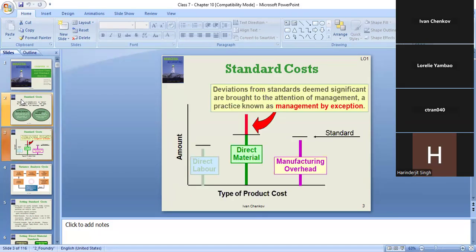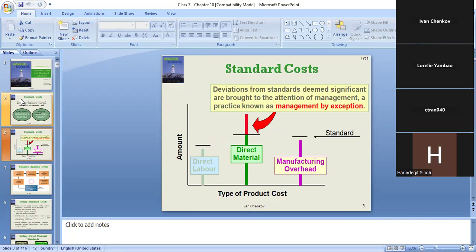That will be our standards. Now, once we have the standards, since we know the product has three costs. Every product has three costs. It has direct material, direct labor, manufacturing overhead.